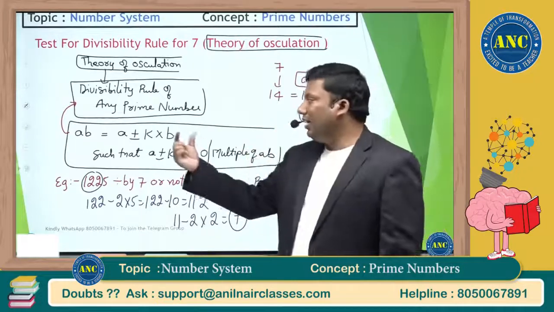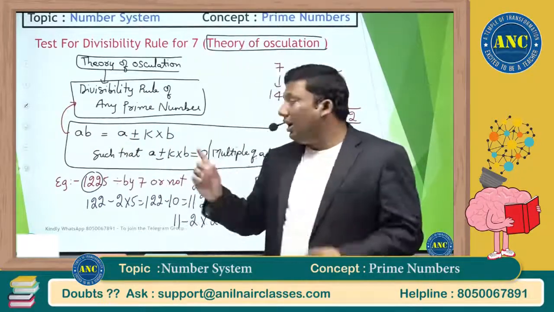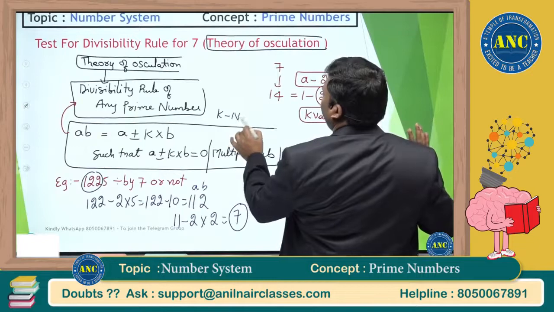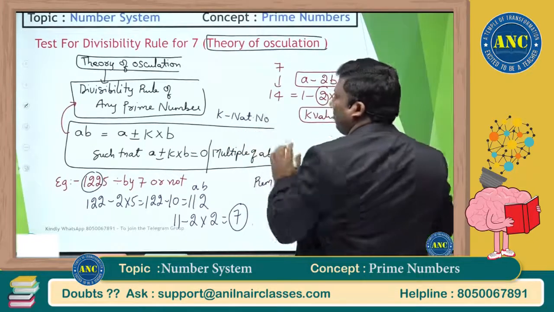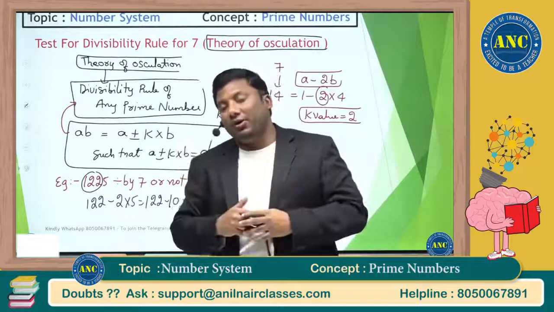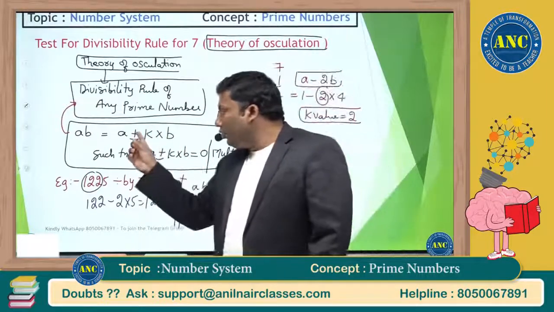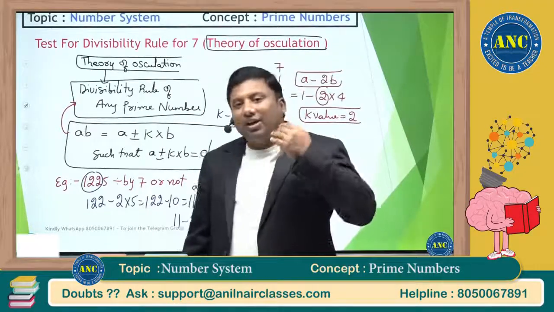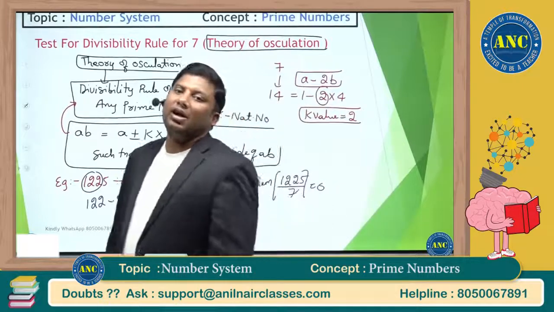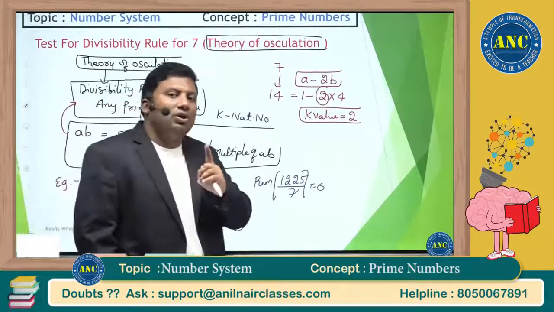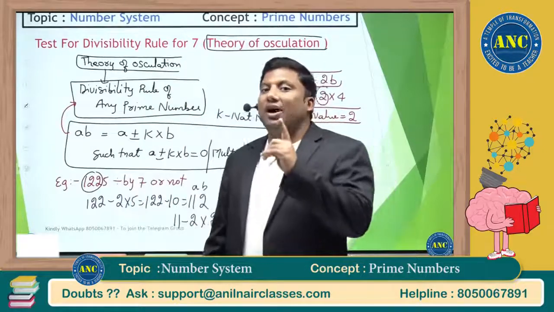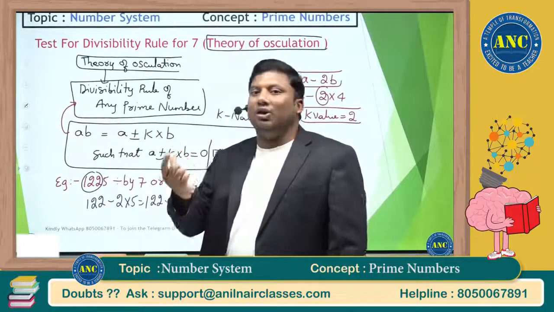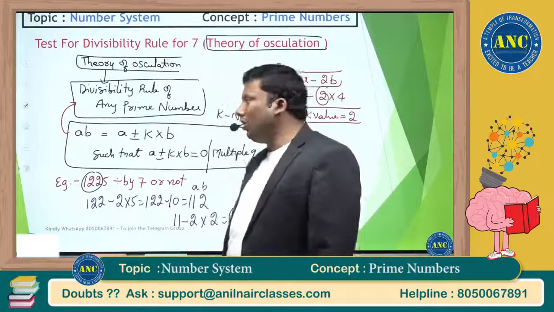If it is a number AB, try to write it in the form A plus or minus K into B. What is the K value? K is a natural number. The value of K can change from one value to another. There are two ways of doing it: either A plus K into B or A minus K into B. That is the reason the divisibility rule for a prime number is not unique. Theory of osculation is always about finding the value of K. In what way can you express that number? If you can find the value of K, then you can develop the divisibility rule of a prime number.